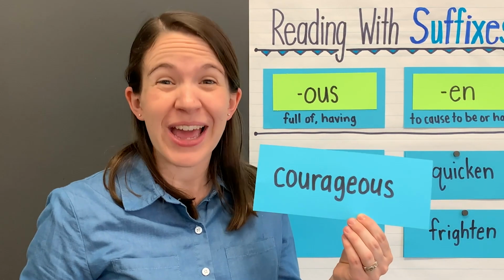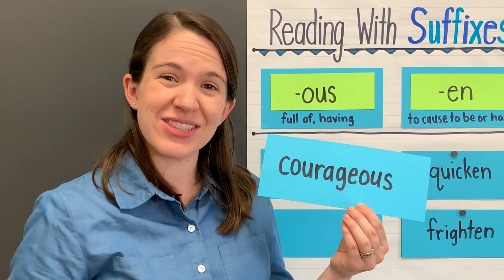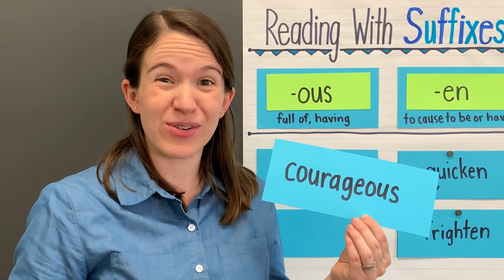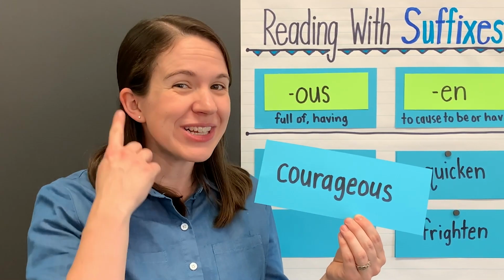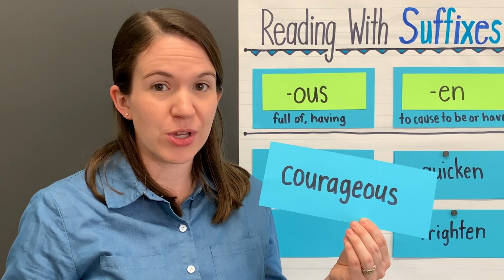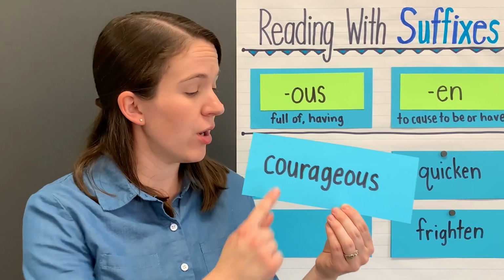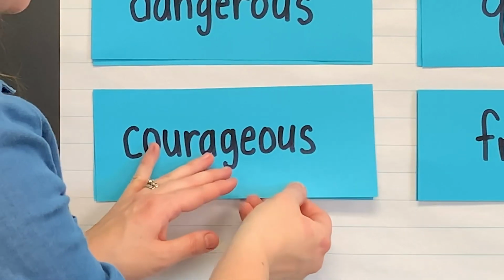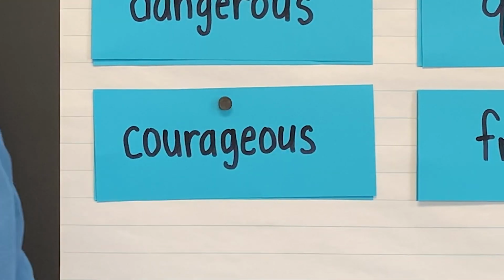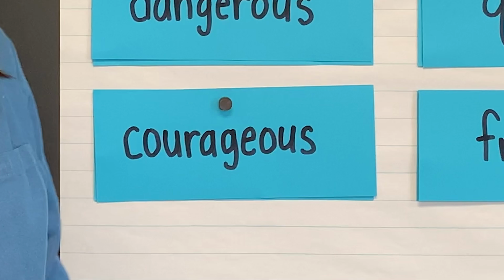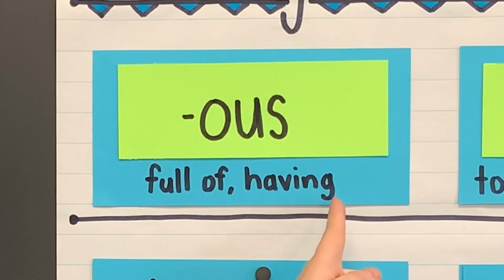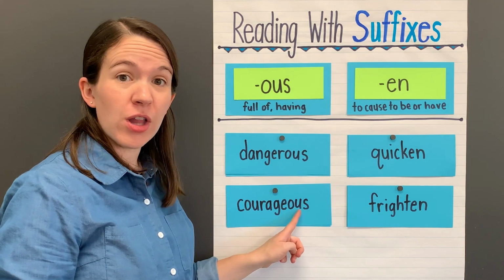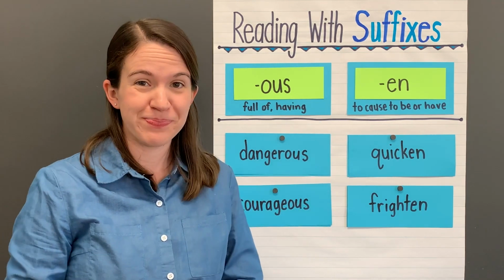courageous. Sometimes you'll notice that when we add suffixes, the way that we pronounce some of those vowel sounds changes. So we have to listen closely and make sure that the word that we're saying sounds like a real word. Courageous. Now, what could courageous mean? We know that the OUS suffix means full of or having. So courageous must mean full of courage.